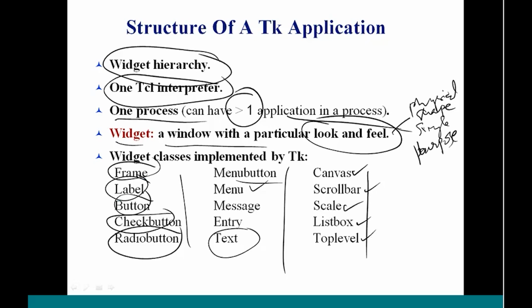We will be talking about some of these things. Basically, we will talk about text and what canvas is. We already talked about frames and buttons. Other things like the menu button are specialized items of these buttons themselves, so you can look those up. And we'll also probably cover the top level too.